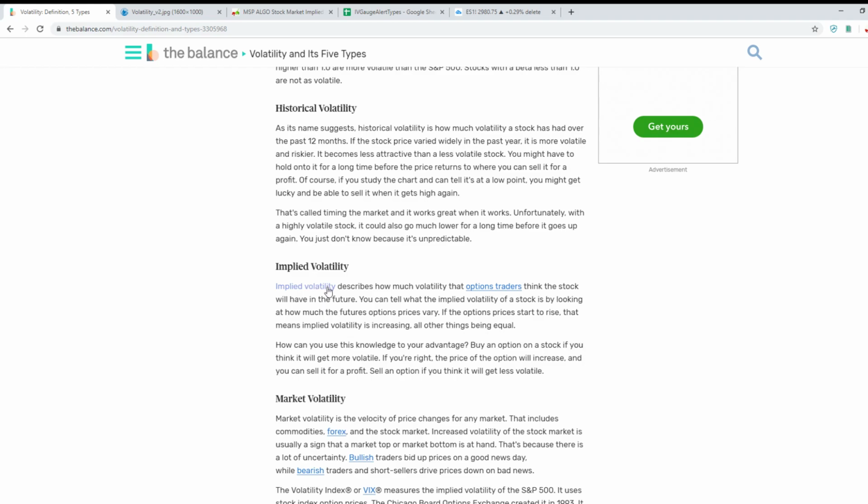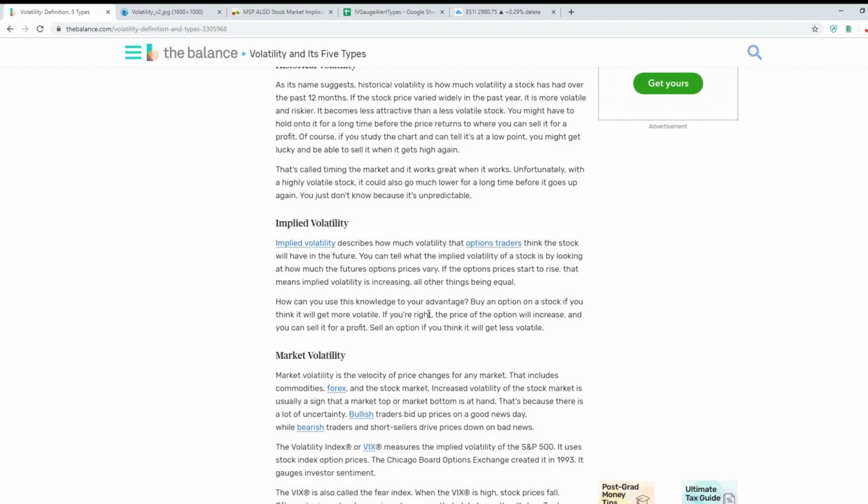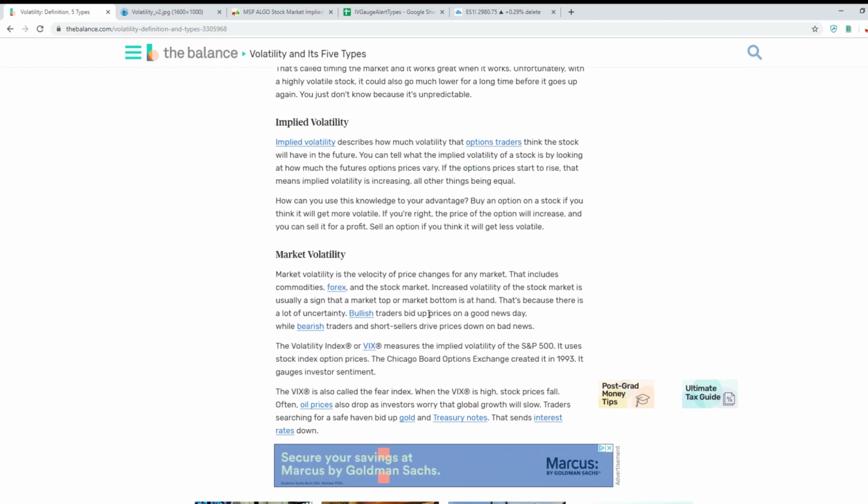But implied volatility describes how much volatility that option traders think the stock will have in the future. You can tell what the implied volatility of a stock is by looking at how much the futures options prices vary, okay? That's what they say there. Obviously, it's a lot more difficult than that, but they're just trying to sum it up in a nutshell.